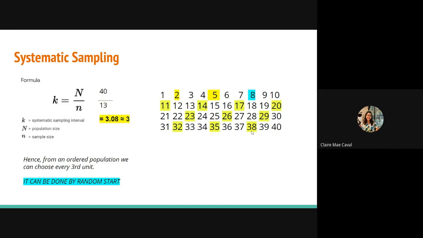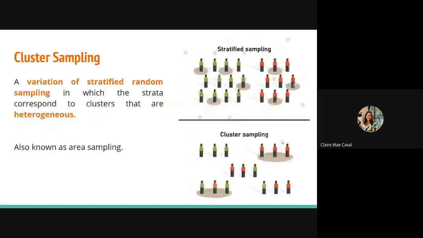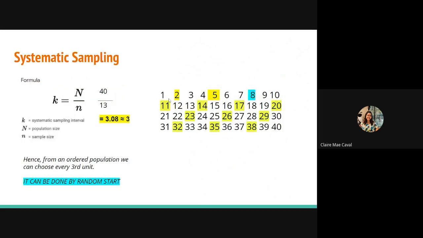So, if you notice, I start with 8. I stopped here until 38. I go back to 1. Count 1, 2, then 3. Okay, let's go back. Is it correct? Sorry. This should be 1, supposedly. Because 1, 2, yes. 1, 2, 3. This should be 1. 1, 2, 3. This should be 4. Okay? So again, 3 yung sampling interval.